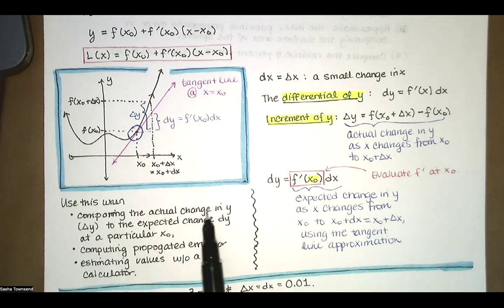We'll use this when comparing the actual change in y to the expected change in y at a particular x value. That's the expected change, again, using the linearization or the tangent line as an approximation to the function. We'll use this when we're computing propagated error, and we'll use this when estimating values of, say, a square root or a cube root without a calculator.